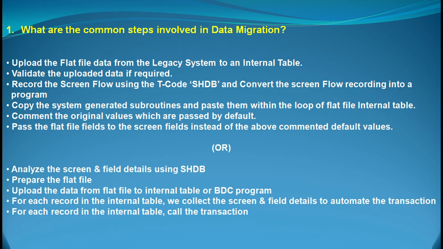And then you have to pass the fields of the flat file to the screen level fields instead of the commented values. See, now you have commented in your previous step, and in the next step you pass the values of the fields that you require, not to the commented values but to the values that you require. Or there is also an alternate to this: you could analyze the screen and the field details using the same T code, that is SHDB. Post which you can prepare a flat file and upload the data from the flat file to an internal table.